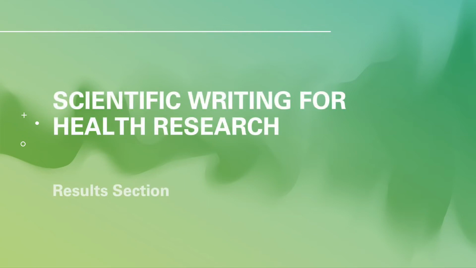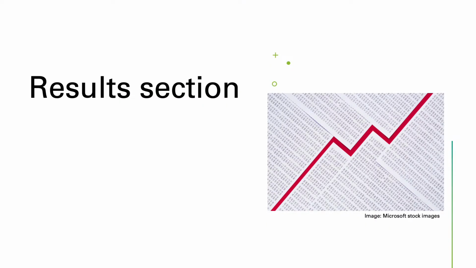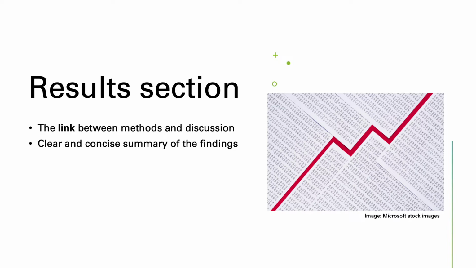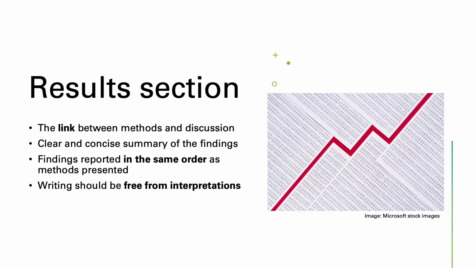This chapter talks about the results section in a scientific article for health research. In short, the results section is the link between the methods and the discussion sections. It provides a clear and concise summary of the findings from the research study, and the findings are presented in the same order as the statistical methods presented in the methods section.